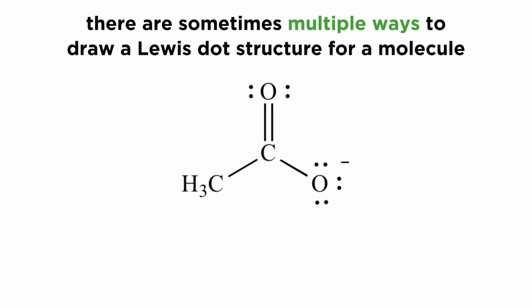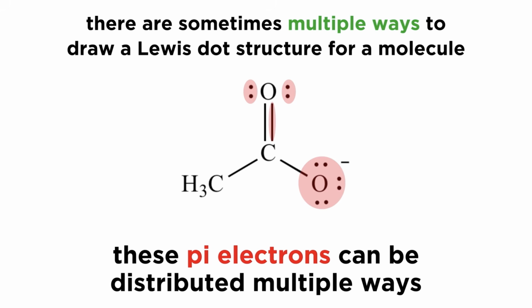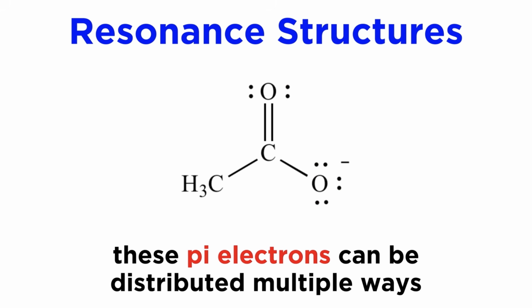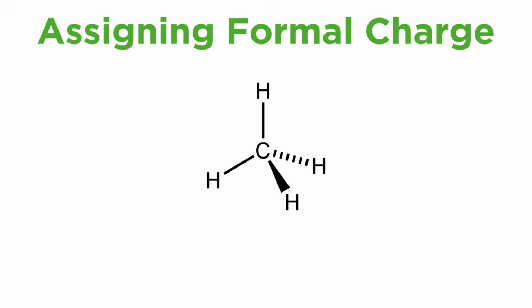Sometimes when we draw Lewis diagrams, there are multiple options for how to distribute the electron density within the molecule. These will often have to do with the way that pi electrons are distributed within a molecule, and we can represent the molecule using different resonance structures. First, let's quickly discuss formal charge.